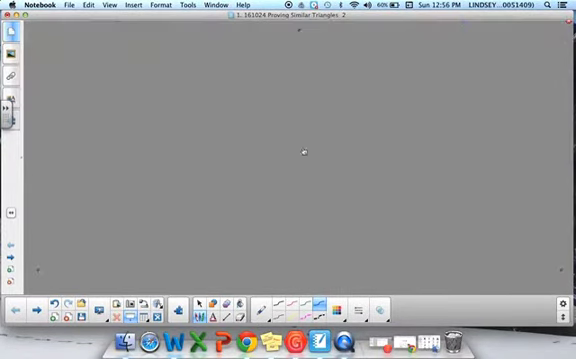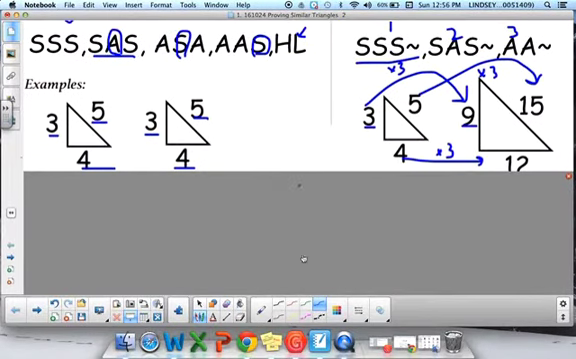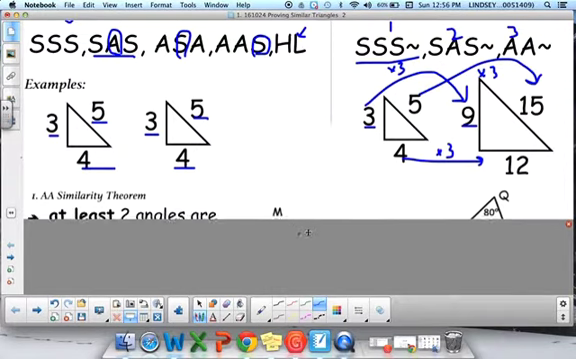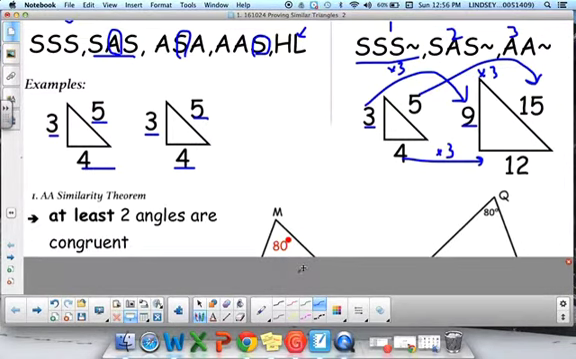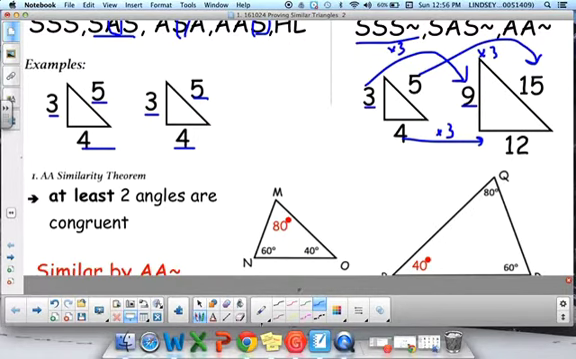The first thing I can do here is talk about angle, angle. This is the easiest one. Angle, angle similarity. What that means is I have to have at least 2 of my angles be congruent. Now, if you noticed in your picture originally, these numbers weren't in there, this 80 and this 40.